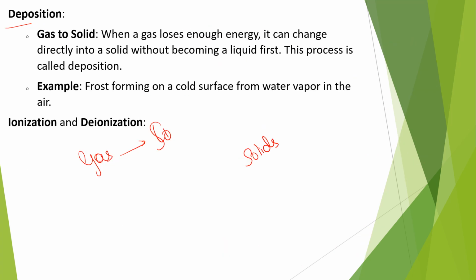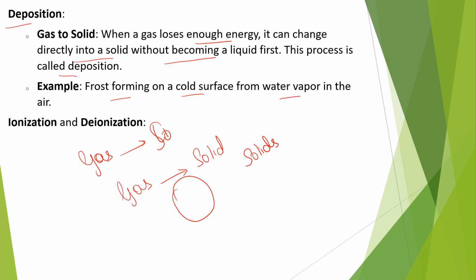Now next is deposition. Here, gas gets converted directly into solid, skipping the liquid state of matter. When a gas loses enough energy, it can change directly into a solid without becoming a liquid first. This process is called deposition. Okay, what is the example? Frost coming on a cold surface from water vapor in the air.